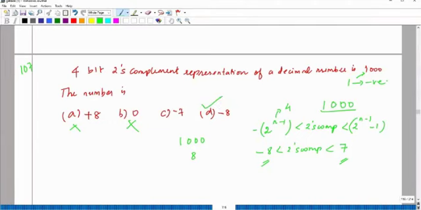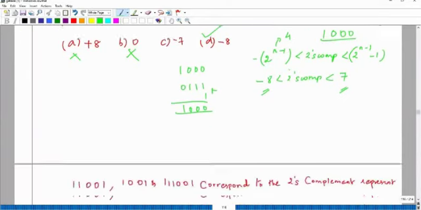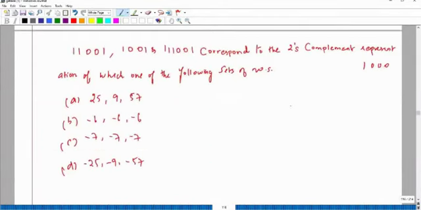1000 is 8, right? This is 8, so it is minus 8. If you take 1's complement of this number, 0, 1, 1, 1 plus 1. This is the 2's complement of this number. So 0, 0, 0, 0. Okay, this is minus 8.